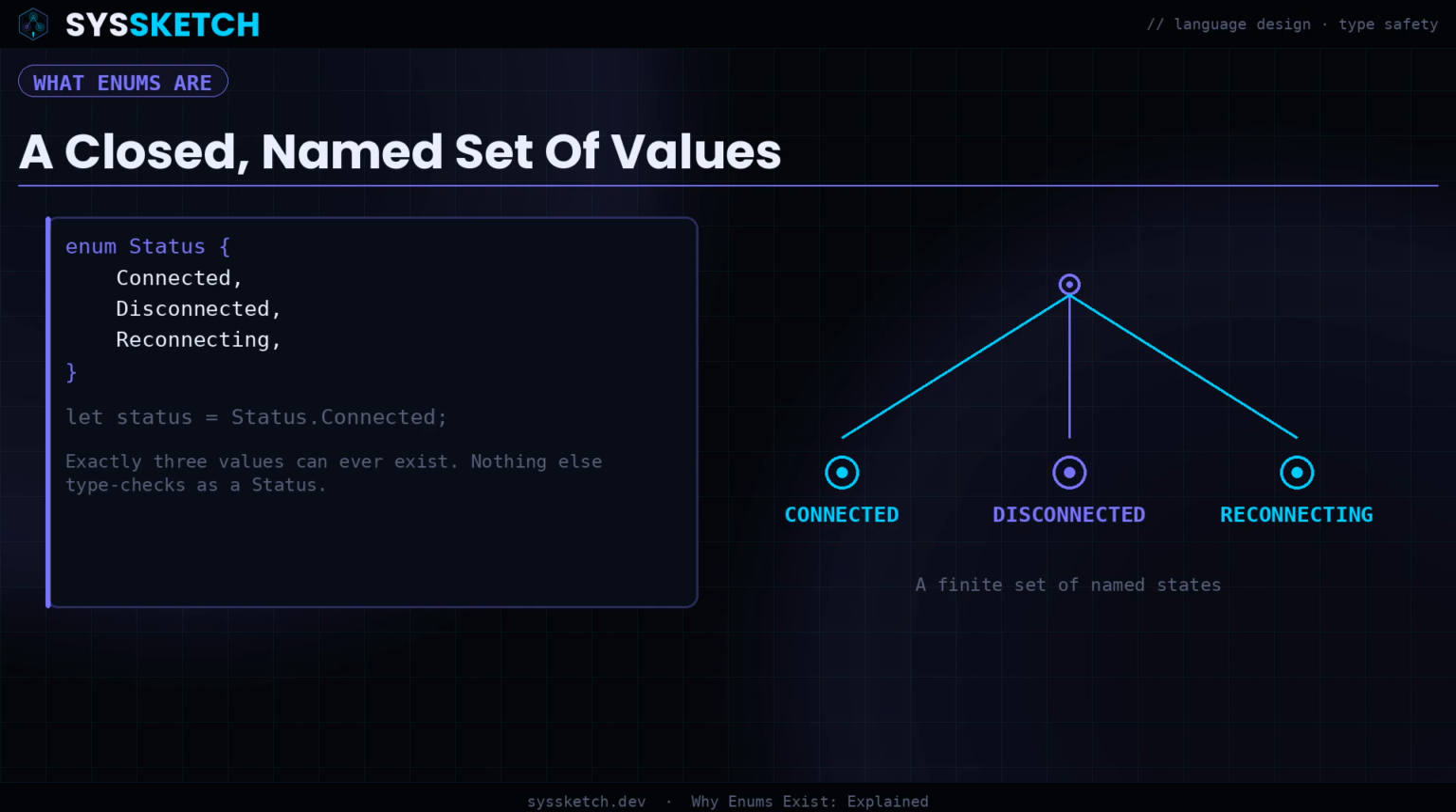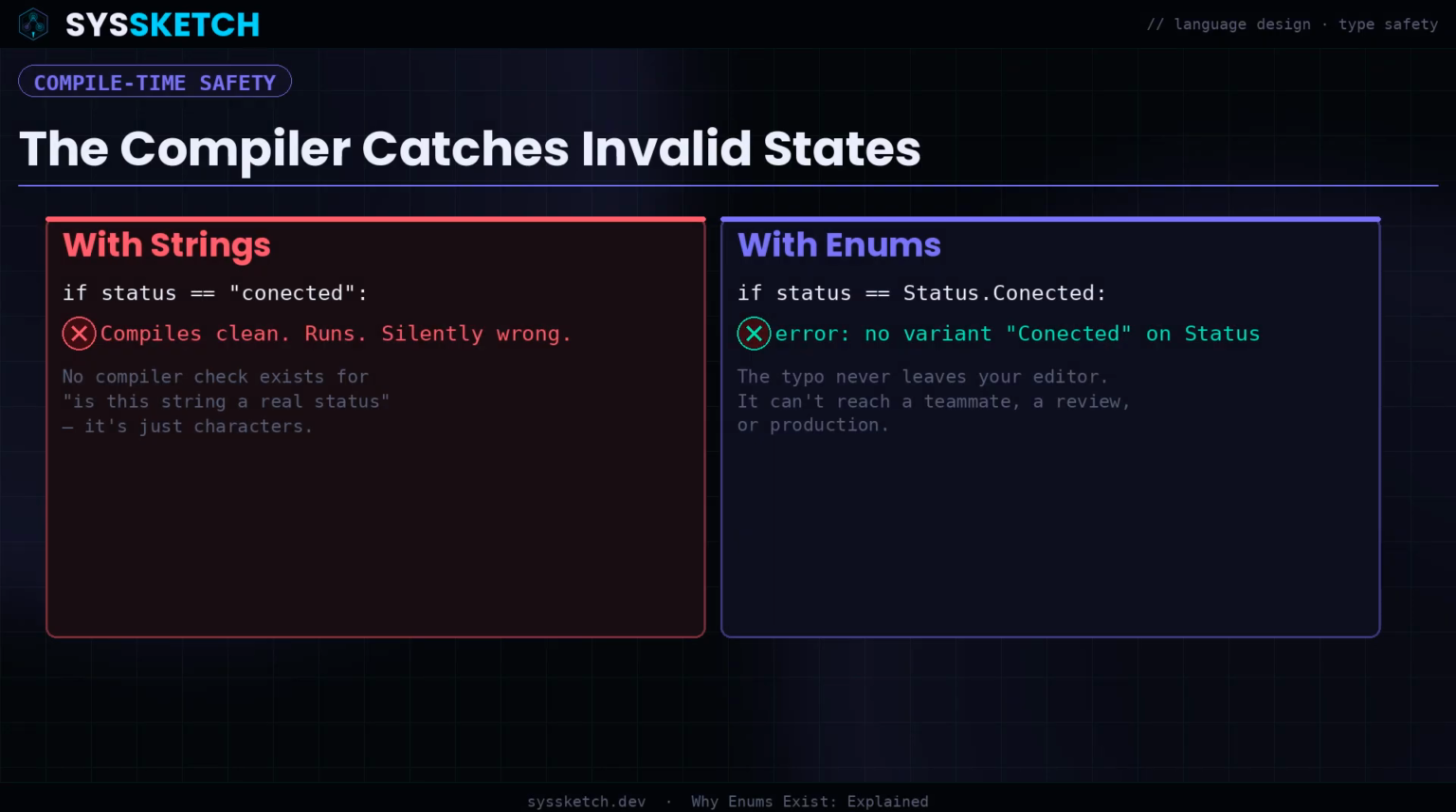That's the whole idea. An enum is a closed, named set of values defined once and enforced everywhere that type is used. It's the same instinct behind a multiple-choice question instead of a blank text field. You're not describing what's allowed, you're making everything else impossible. This is where the payoff shows up immediately.